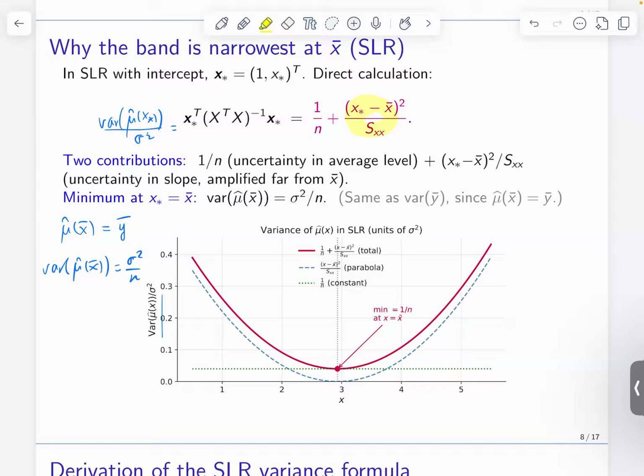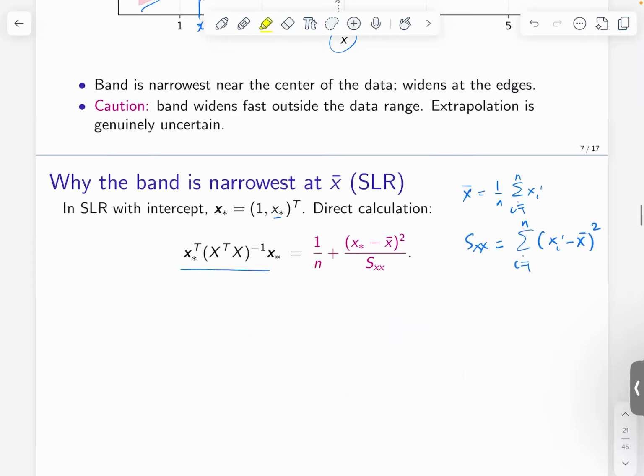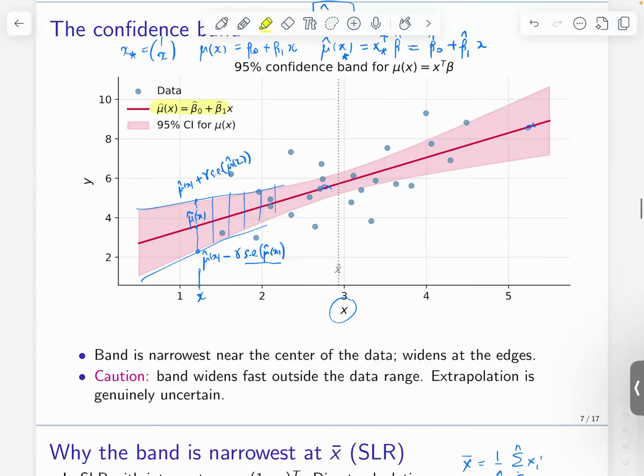Again, you get all of this for free by just a little calculation of the variance. You don't have to guess anything. The formula just pops out. Okay, that's this parabolic shape that you see here.